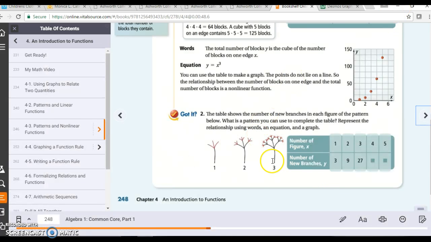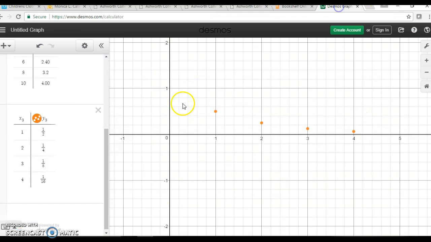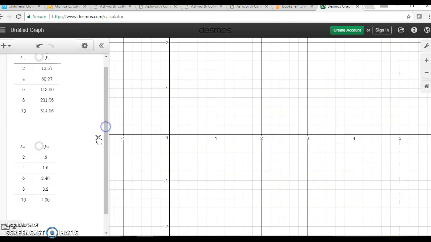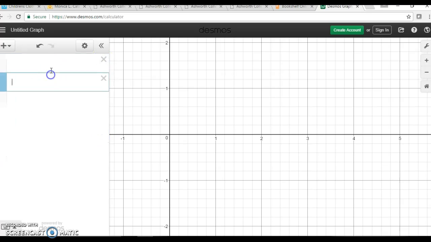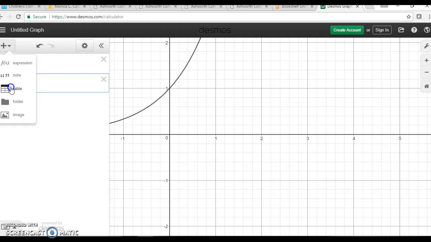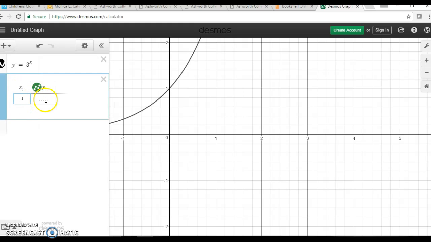right? If I graph it, I'm going to use my free graphing calculator. I'm going to just say y equals 3 to the x. I can actually put it in a chart also. So the first one was 1, and we had 3, and we had 2, and we had 9, we had 3, we had 27, so 4 would probably be 81.